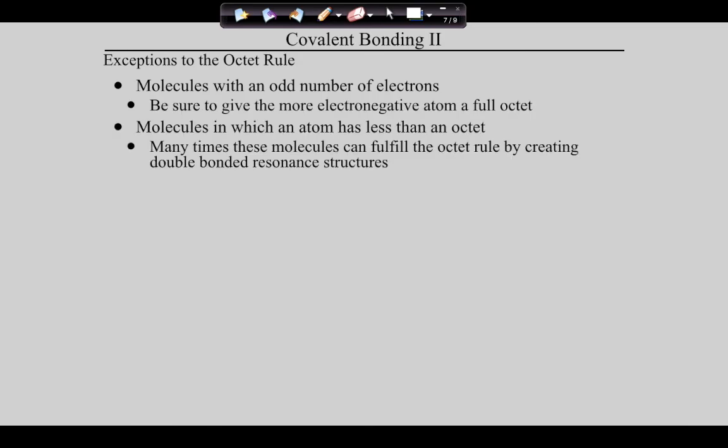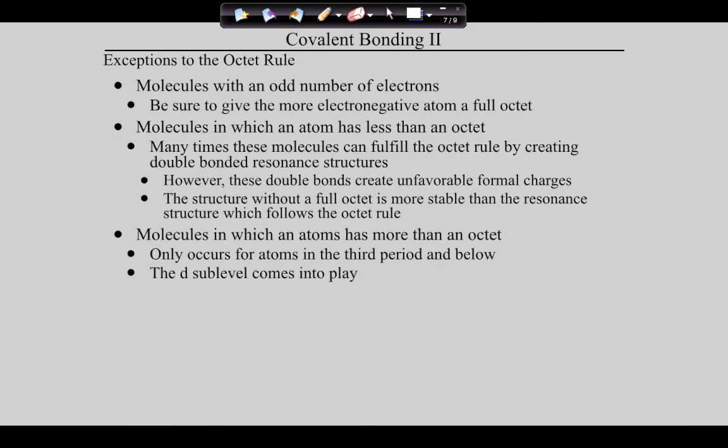In chapter 9, don't write any of this down, but we're going to talk about molecules with an odd number of electrons. That's trouble, because if you've got an odd number of electrons, you can't have a full octet. So why would a molecule want to form if it can't fulfill octets? The answer you're going to find out is reduced formal charges. We're going to talk about that next time.